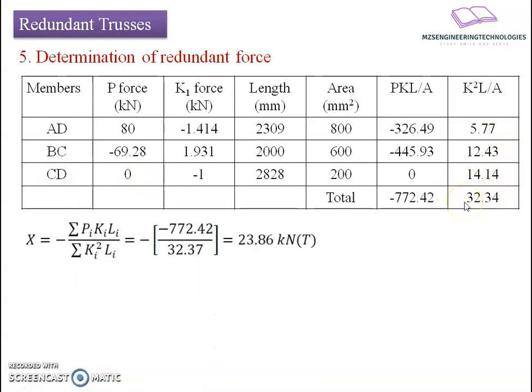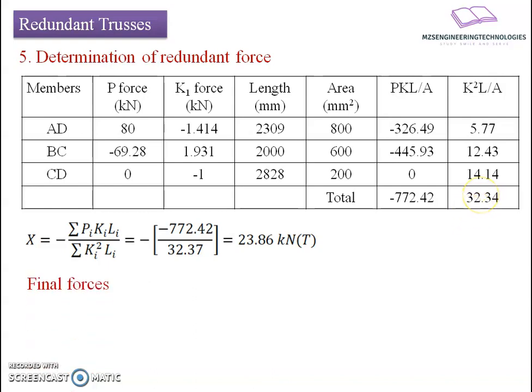We know the relation: X redundant force equals minus summation of Pi Ki Li divided by summation of Ki square Li. Actually it should be Li by AE. Since I am going to take the product PKL by A, E is constant here, so E gets cancelled in the numerator, and in the denominator also it appears, that's why it gets cancelled. For the answer we'll get minus 772.42 divided by 32.34, resulting into a value of 23.86 kilonewton tensile in nature.